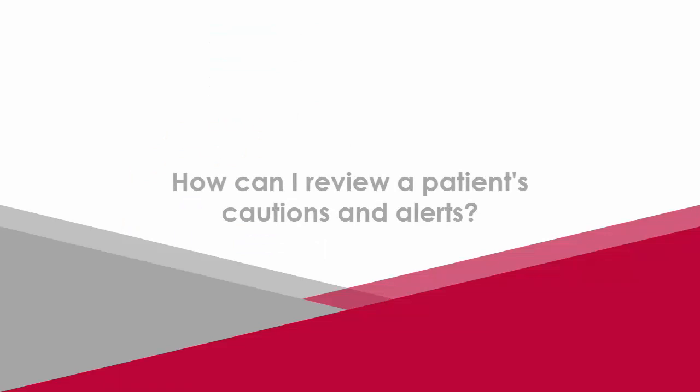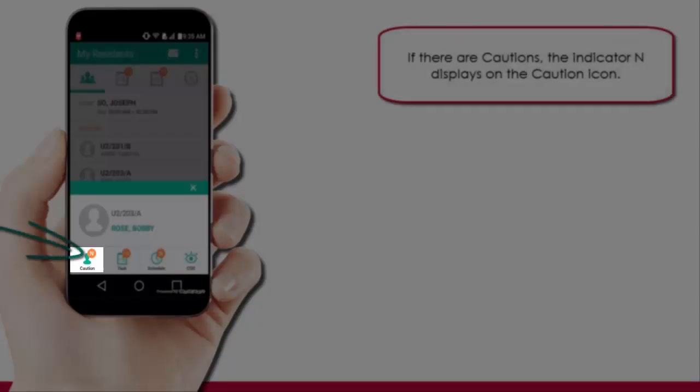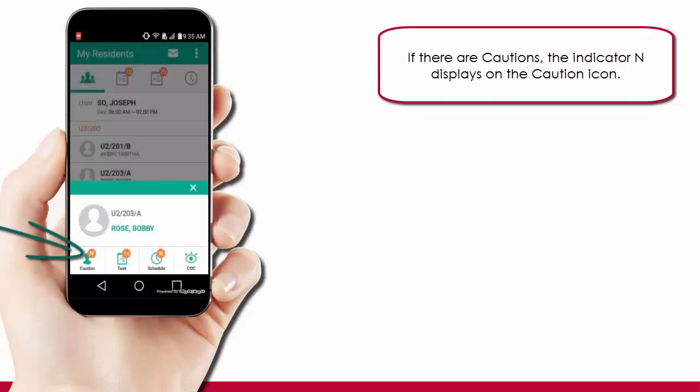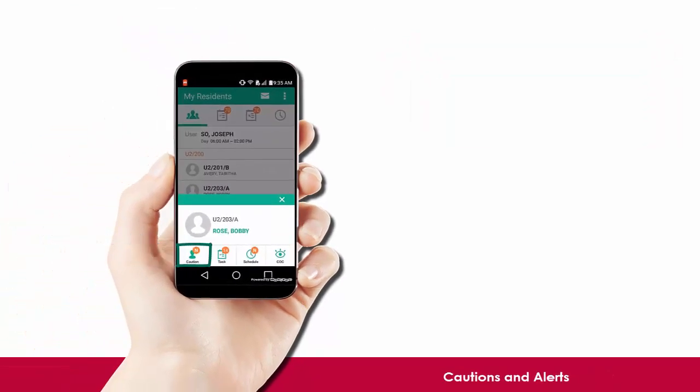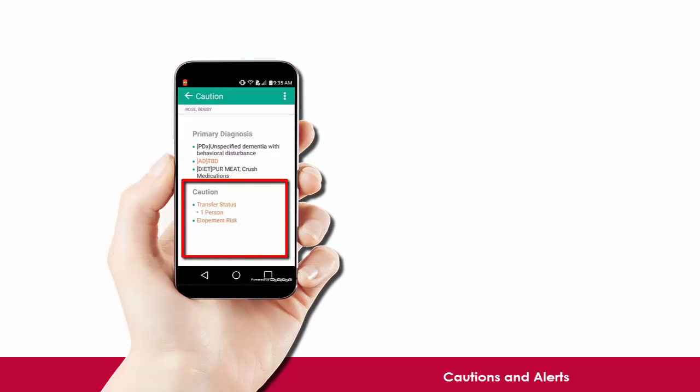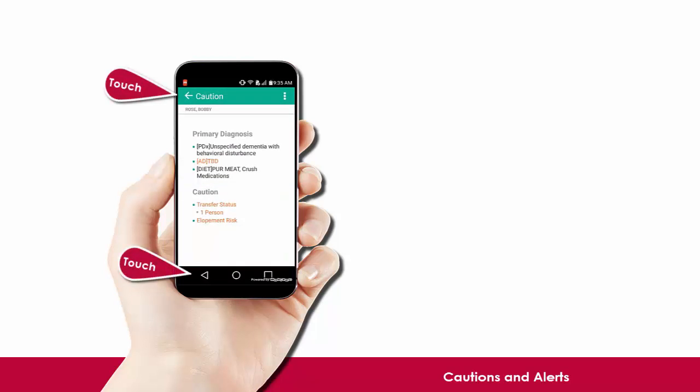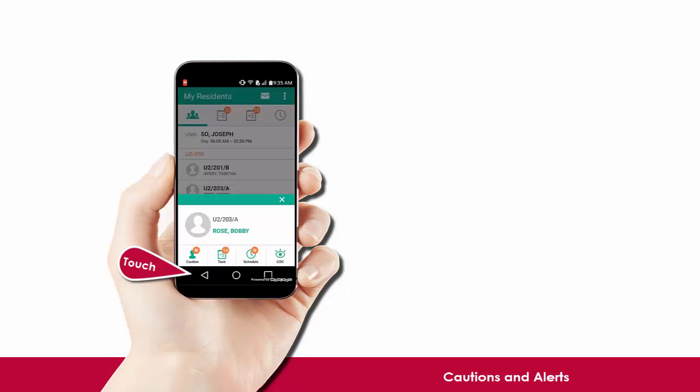How can I review a patient's cautions and alerts? If there are cautions, the indicator N displays on the caution icon. Anytime you need to view a patient's caution screen, touch the caution icon. The cautions that have been entered into the patient's plan of care display. Once viewed, touch the return arrow in the header or touch the back arrow at the bottom to return to the previous screen. We'll use the back arrow this time.